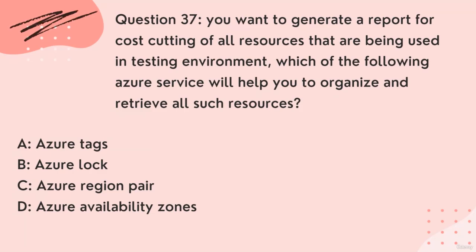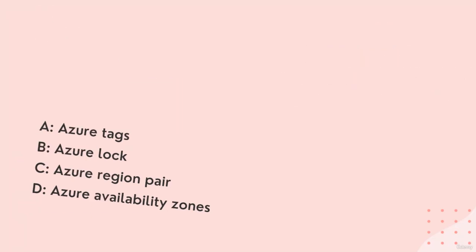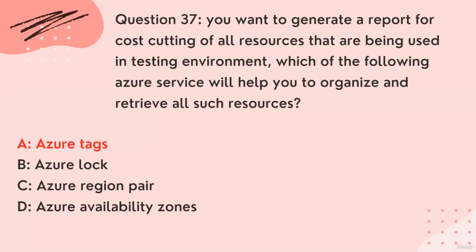You can tag each and every resource that is being used in the test environment with a specific word or keyword, and when you search using that keyword, all the resources will be jotted down. So over here the answer is Azure tags. If you want to do anything related to organizing or retrieving specific types of resources, you can always organize them using Azure tags.